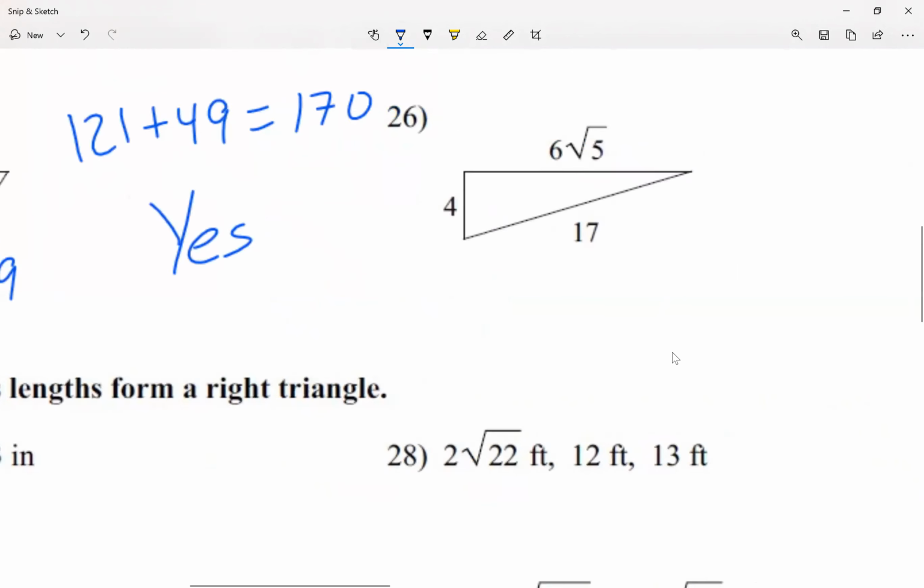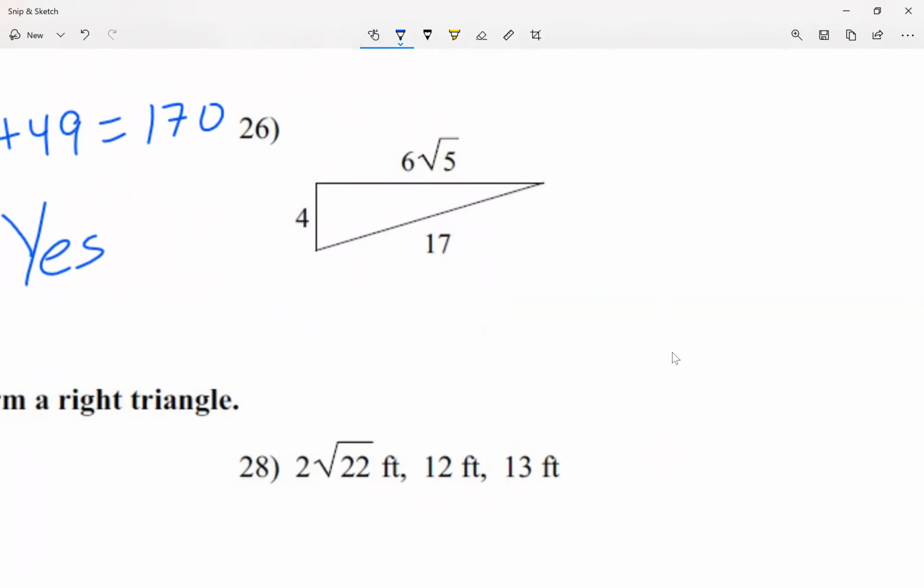Take a look at number 26. Let me square each of my numbers. 4 squared is 16, right? 4 times 4 is 16. 17 times 17 is 289. Now here, the 6 radical 5. If I only had the 6, 6 squared would be 36. If I only had the radical, it would be 5, right? Because when you square a radical, you just get the number on the inside. Because I have both, let me multiply it. 36 times 5 is 180.